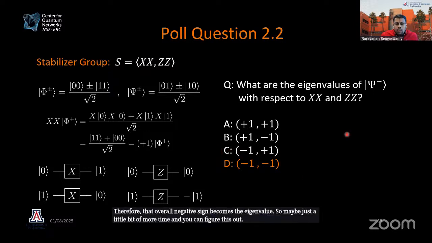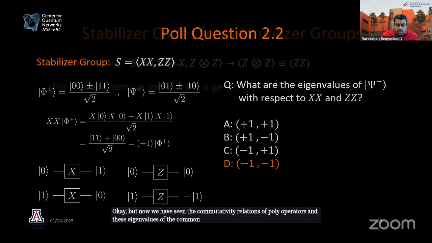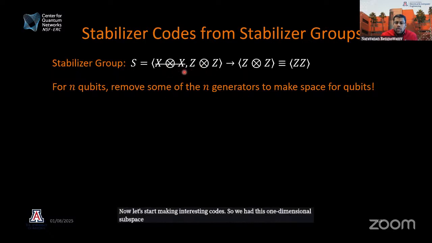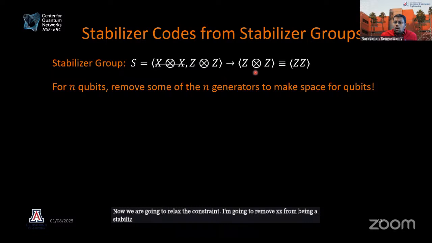Okay, but now we have seen the commutativity relations of Pauli operators and these eigenvalues of the common eigenbases. Now let's start making interesting codes. So we had this one-dimensional subspace when we asked that it be stabilized by both the operators. Now we are going to relax the constraint. I'm going to remove XX from being a stabilizer, and I'm only going to ask that ZZ is a stabilizer, which means I'm only looking for a subspace of vectors which are all +1 eigenvectors of Z tensor Z.